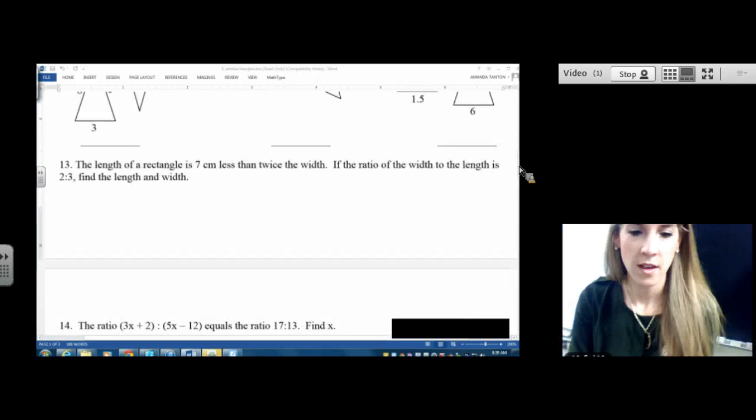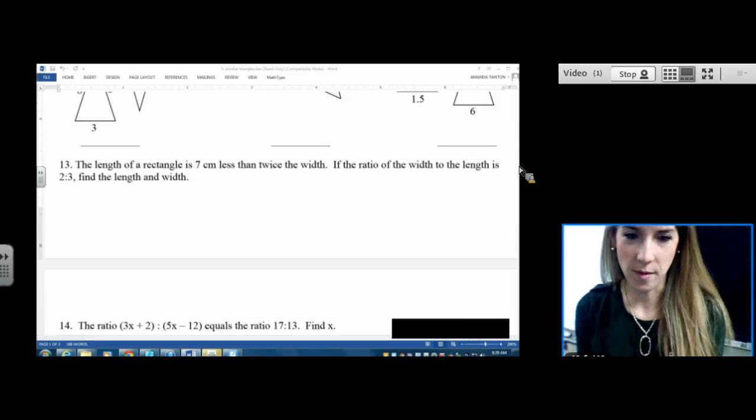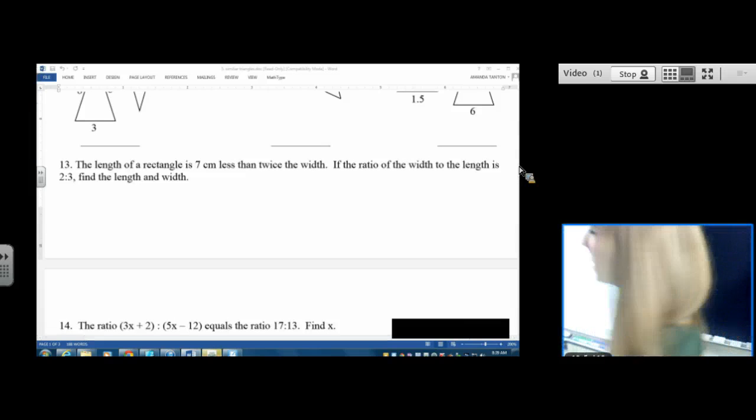What was the next one? All right, next one, 13. Oh, I'm pretty sure we did this on a warm-up. Guys, come on, didn't we do this on a warm-up? Okay.